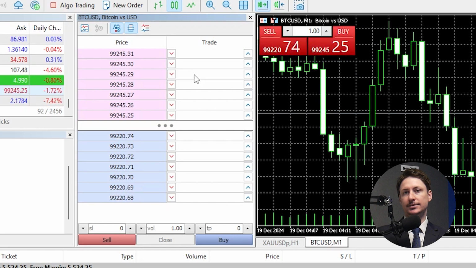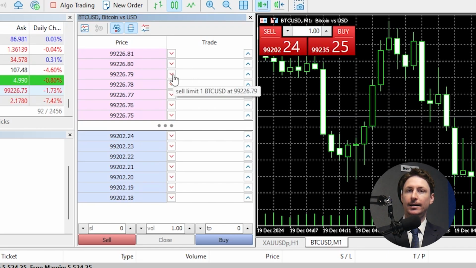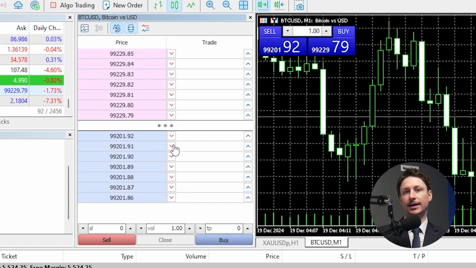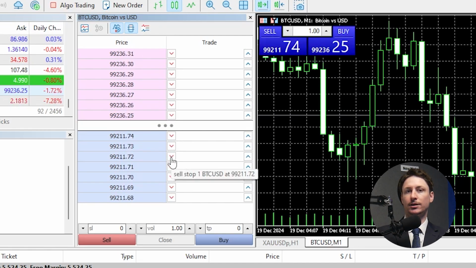A sell limit is a pending order to sell at a higher price than the current market price. This is used when you expect the price to rise before dropping. A sell limit order is placed in this ask price quadrant. And a sell stop is a pending order to sell at a price lower than the current market price. This is used when you expect the price to continue falling once it reaches a certain level. A sell stop order is placed in this bid price quadrant.